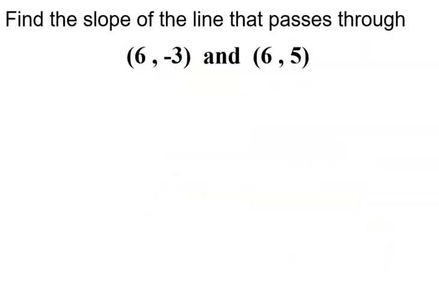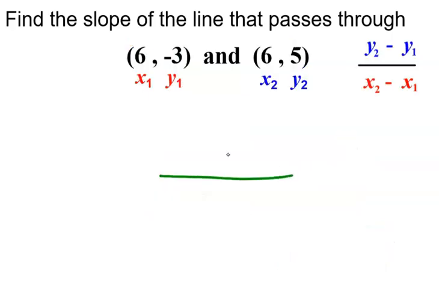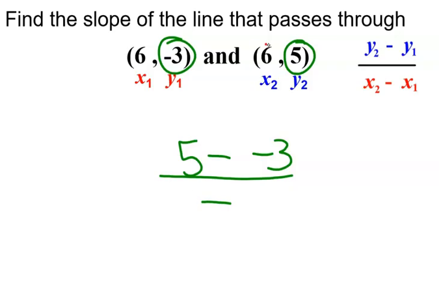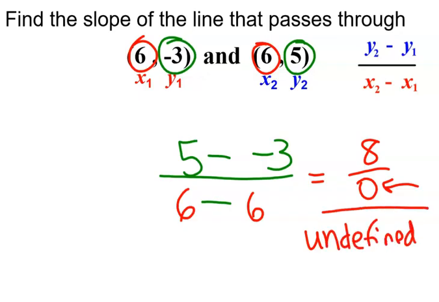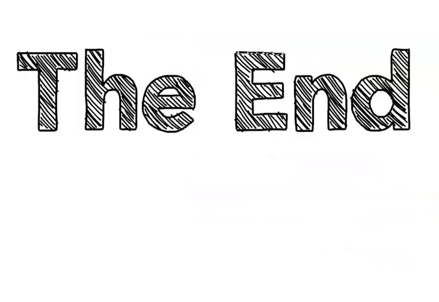And for this final example here, once we set up our giant subtraction fraction, we put our parts in the right places. The y's go in the numerator, the x's go in the denominator, and this time I get 8 over 0. And I can't stop here. If you have a 0 in your fraction, you have to interpret it. Remember, a 0 in the numerator is a 0, but a 0 in the denominator is undefined. And that's how you find the slope when given 2 points.